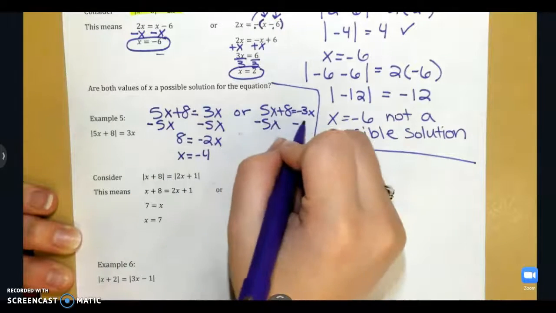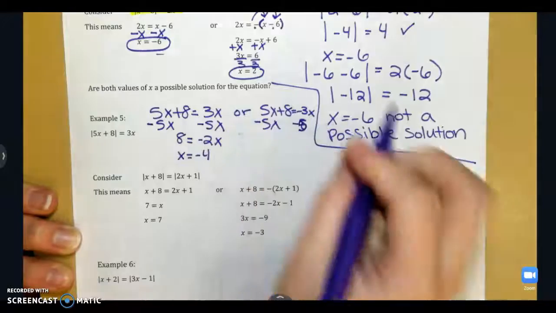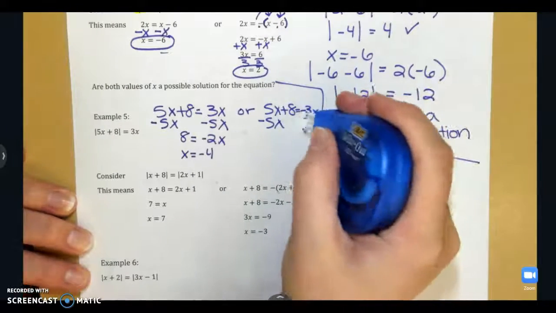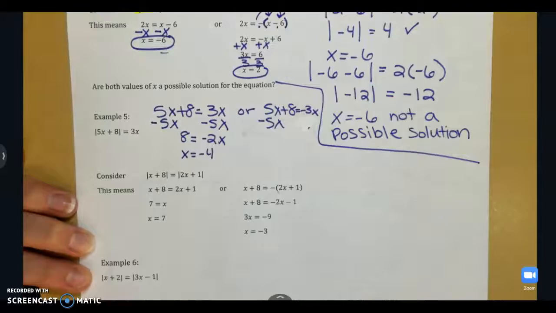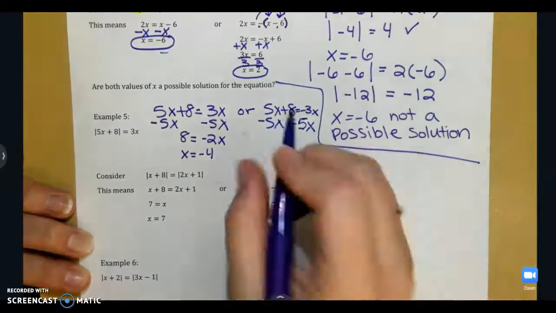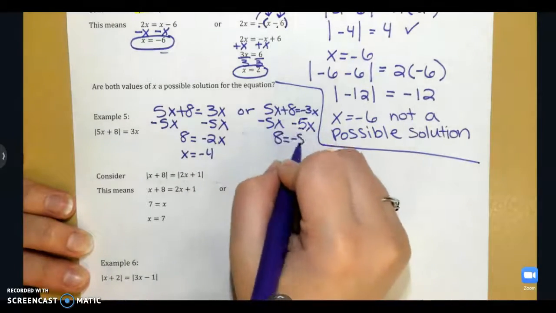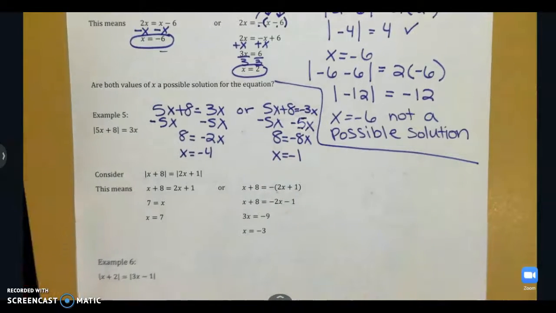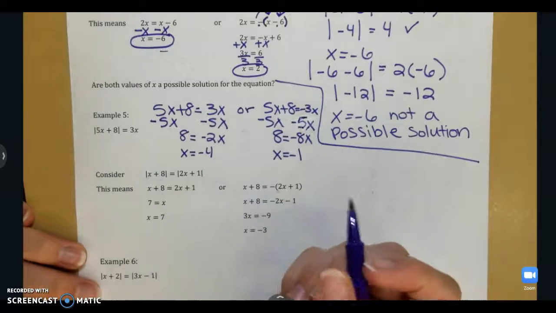And again, get all of our x's on one side. Sorry, that's a 5x. Don't know why my brain started drawing an 8 there. Minus 5x. So 8 is equal to negative 8x, and we get negative 1. So now again, we need to make sure that both of these values are possible solutions.